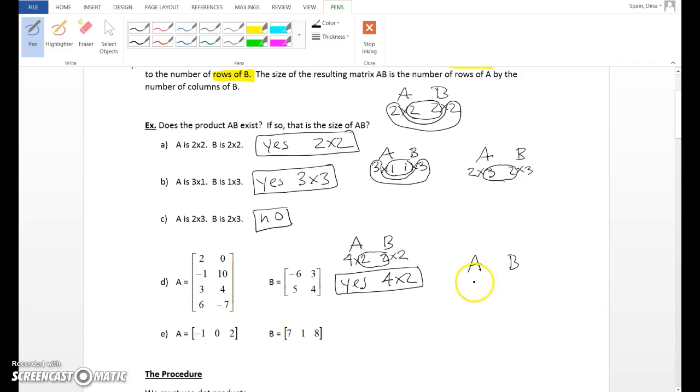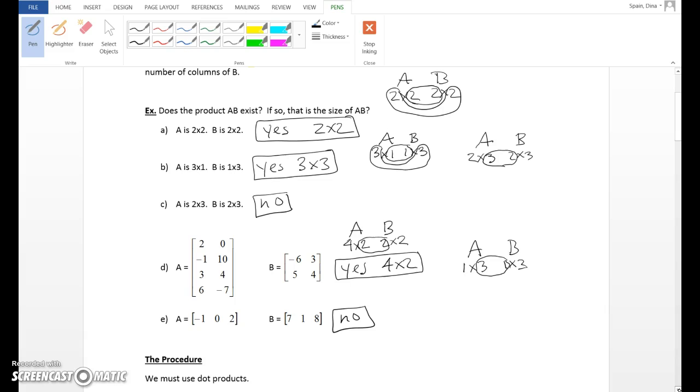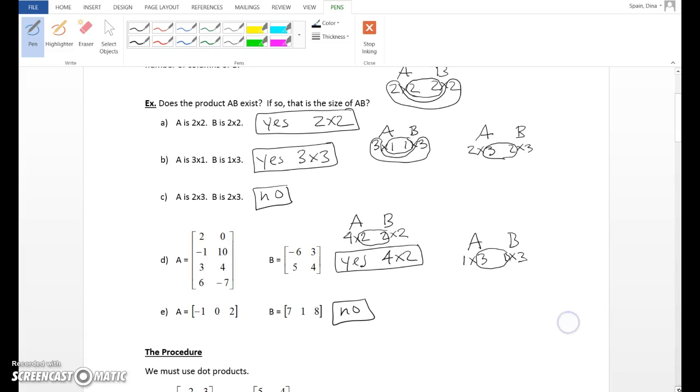Alright, here let's try E. Both of these are 1 by 3s. Looking at those two inside numbers, that's a big no. You can't multiply those together. Some students just want to try to multiply those corresponding entries, but you cannot do that. When we multiply them, we have to talk about dot products, and we'll talk about that in a little bit, actually. Like right now.